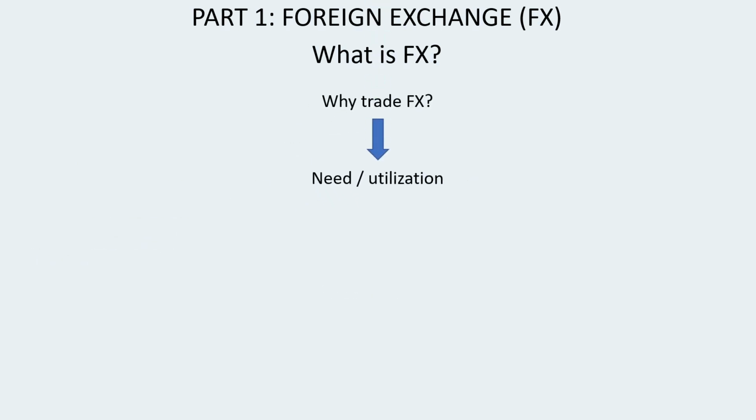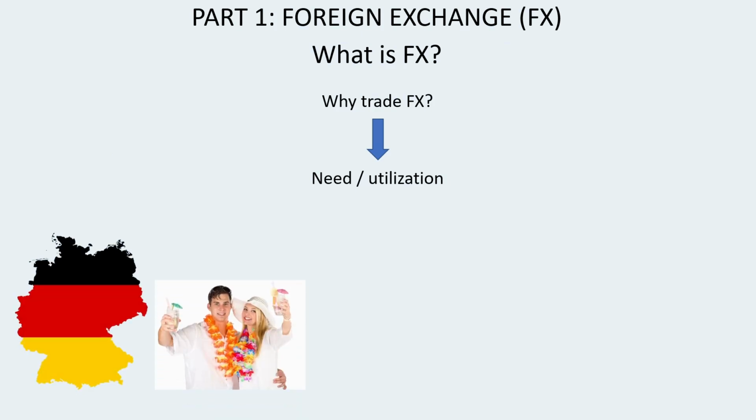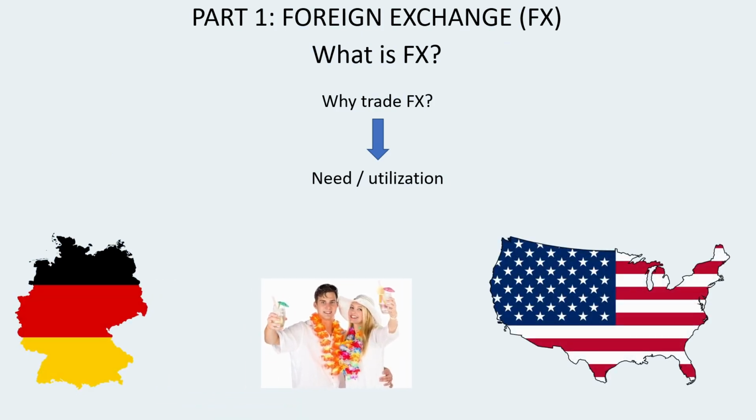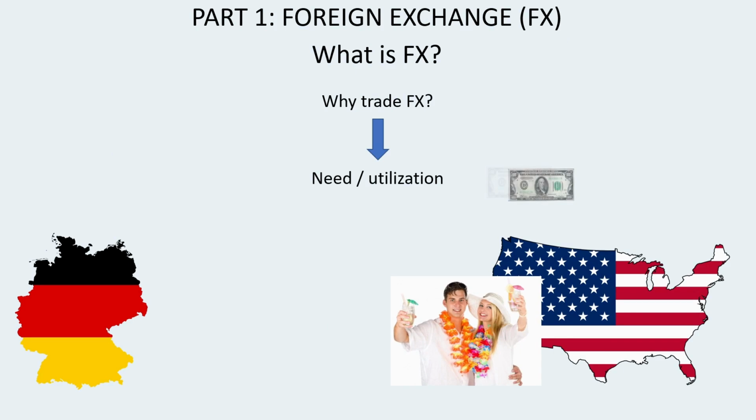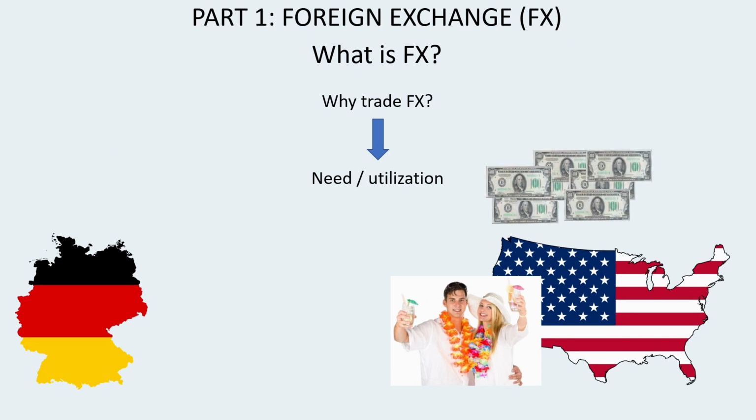Let's talk about the first reason, need. For example, if you're from Germany and want to go for a holiday to the US, you need to buy US dollars in order to make payments because businesses in the US, especially the smaller ones, are unlikely to accept the euro, the official currency of the Eurozone that Germany is part of. So you need foreign currency to make payment in a foreign country. You'll need to buy the US dollar and sell your euro.